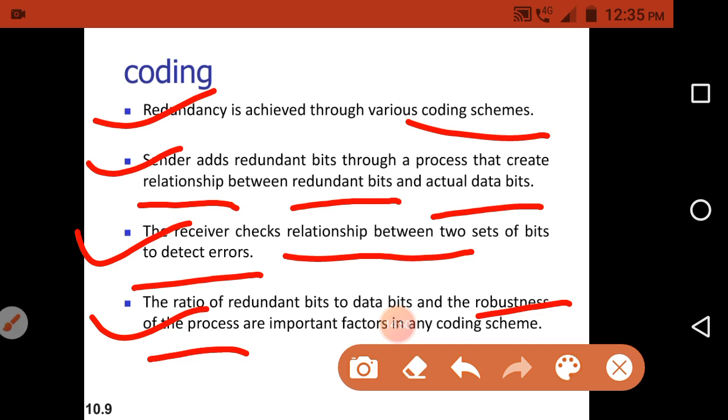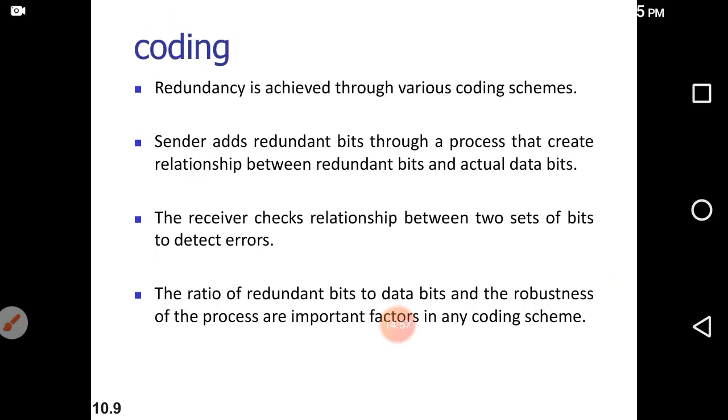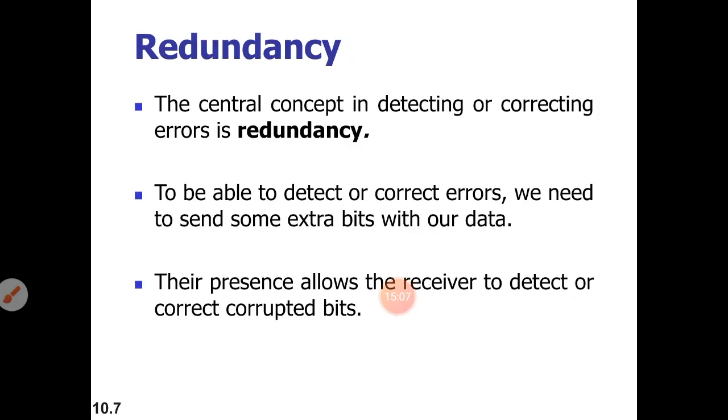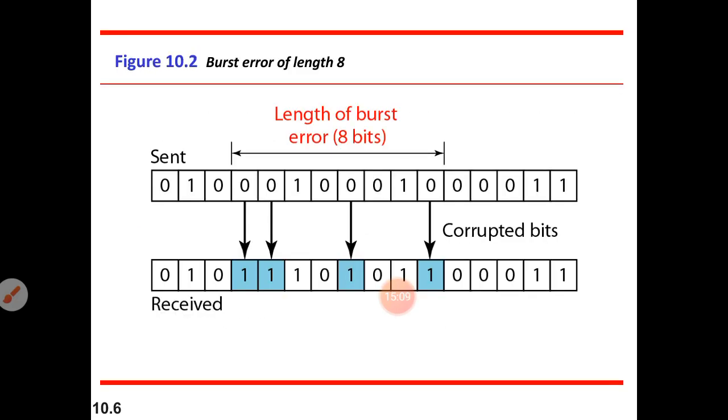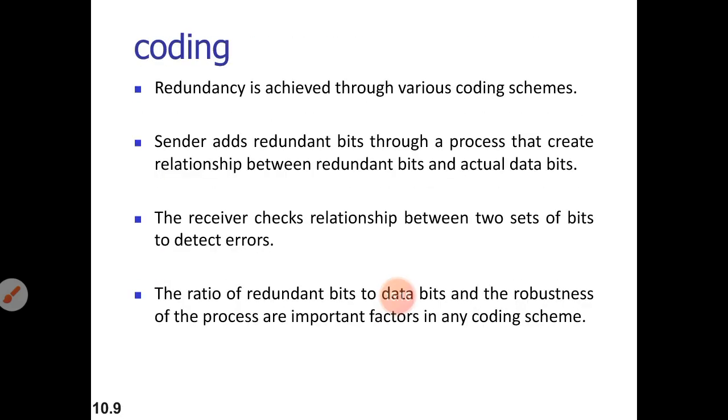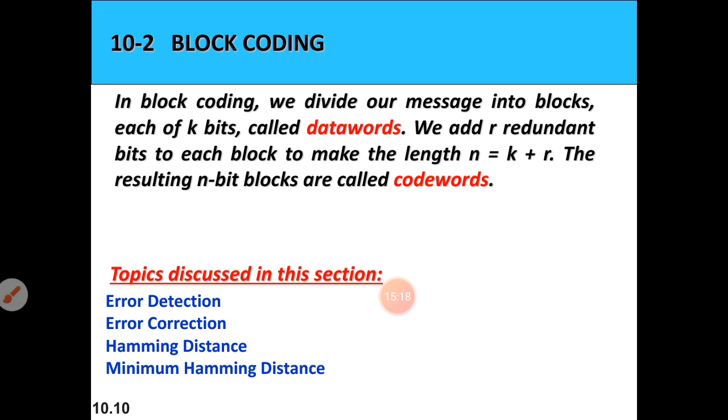Later we will discuss some of the coding schemes. So this was the introduction part of error detection and correction coding schemes: detection versus correction, redundancy, single-bit error, and burst error. Next we will go to the next topic, which is called block coding.